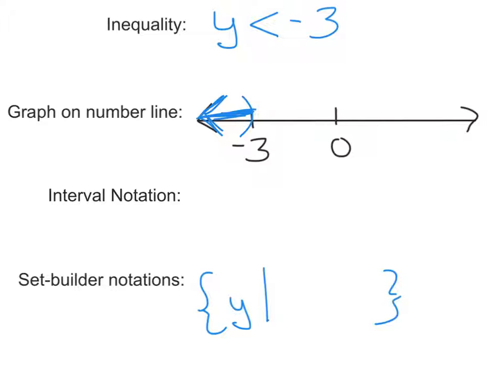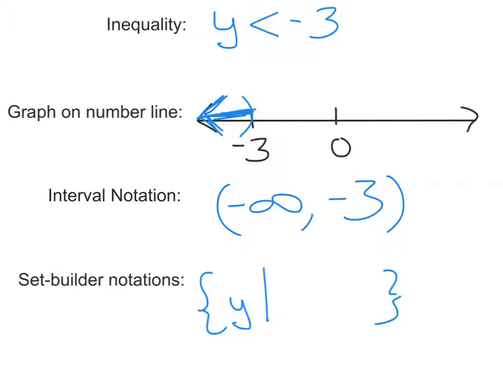For interval notation, remember we're just summing this up in two numbers. We always go left to right, so this is from negative infinity all the way up to negative 3. So those are our numbers, negative infinity and negative 3. You always put parentheses on infinity, and negative 3 also has parentheses for the same reason as in the graph, because it's less than. If it was less than or equal to, then we'd use a bracket on the negative 3.